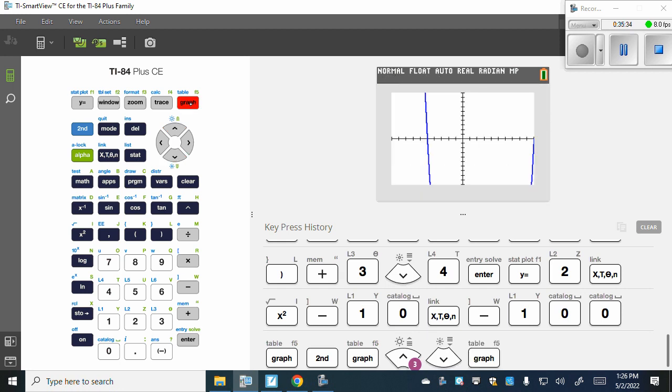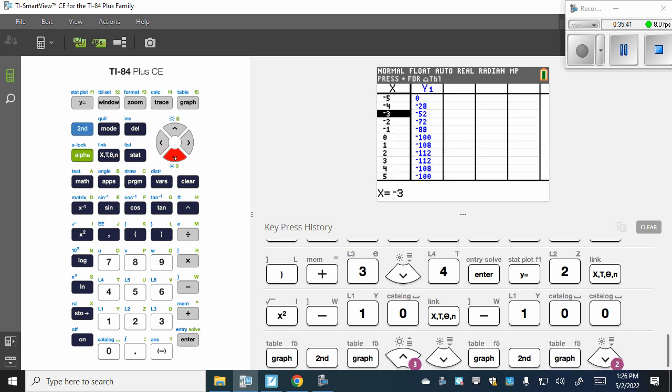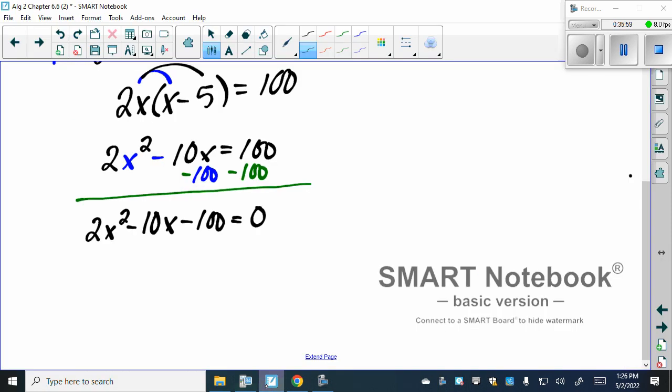Now, when I was looking at the graph, we do see that it comes up over here, somewhere at around 10 or greater. Have to scroll down a little bit. And it works out that at 10, it is 0. So -5 and 10. So here we can say x is equal to -5 and x is equal to 10. If we were to factor it, we would have gotten to the same answer.